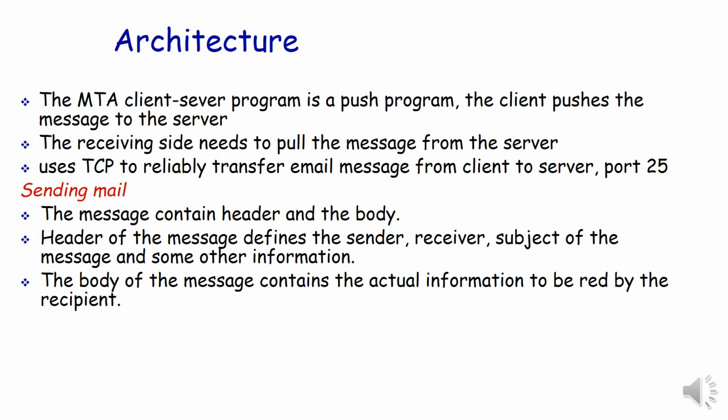The mail transfer agent is a push program and the mail access agent is a pull program. The mail transfer agent pushes the email from the client side to the server side. The mail access agent works only at the receiving side. And this email activity uses TCP at the bottom layers, so it ensures reliability, and the communication is with port number 25.